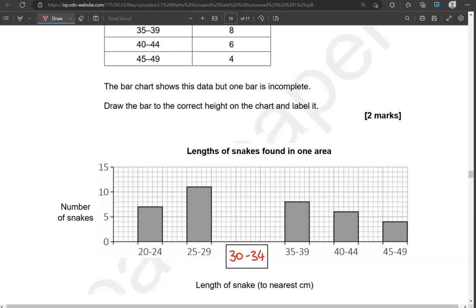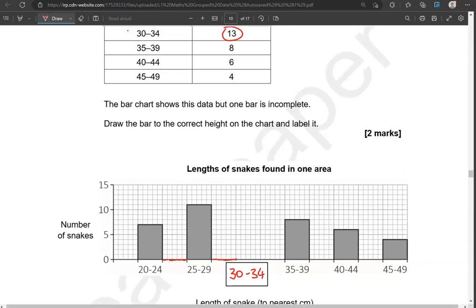So we're going to give the same gap as for the other ones. So we have 1, 2, 3, 4, 5. And we're going to go up to 13. So there is 10, 11, 12, 13.